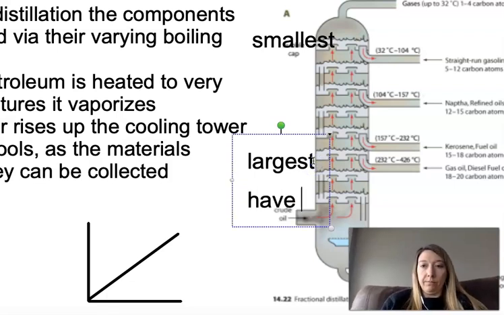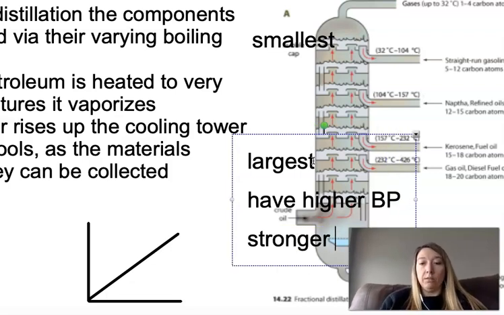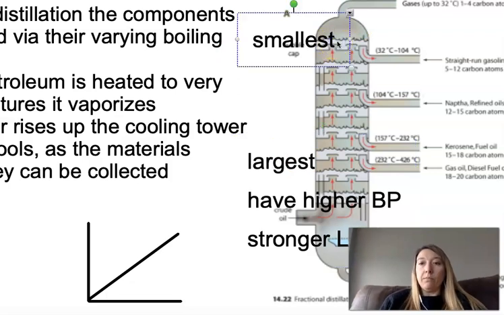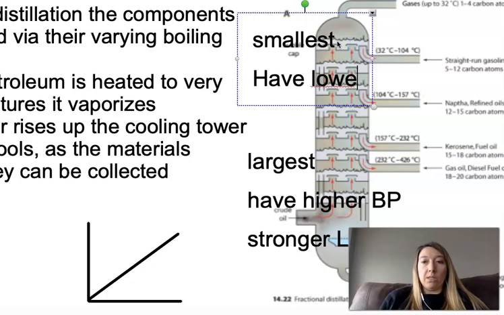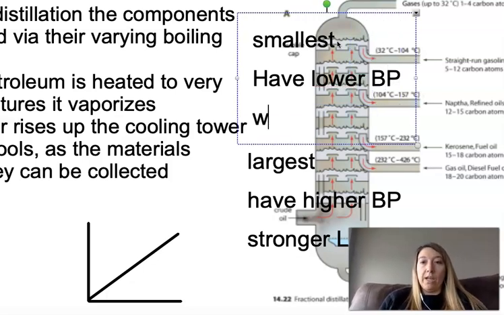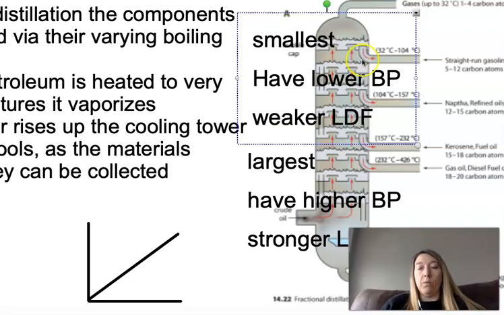have higher boiling points, right? And that's because they have stronger LDFs. Okay, whereas our smaller ones up here, they have lower boiling points. And that's because they have weaker LDFs, right? So we're able to separate in a fractional distillation tower based off of those boiling points. And we have different boiling points because the strength of our intermolecular forces is different, right? The more electrons or the more carbons we have, the stronger that London dispersion force is and the higher that boiling point is going to be.